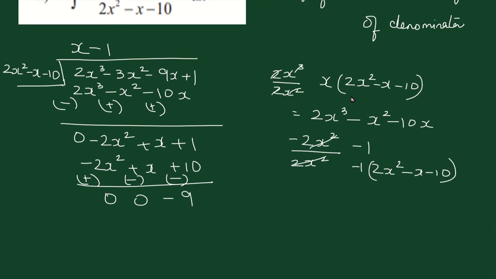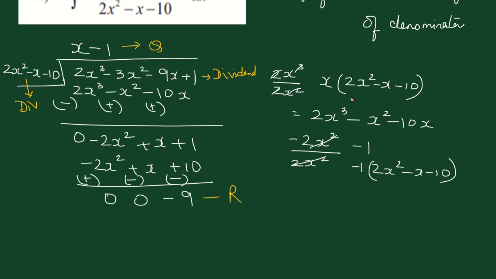So as a result, you see that we get x minus 1 as the quotient. So in this way, we get x minus 1 as the quotient, minus 9 as the remainder, and 2x square minus x minus 10 is the divisor. Okay, it is a divisor. And this term is the dividend.